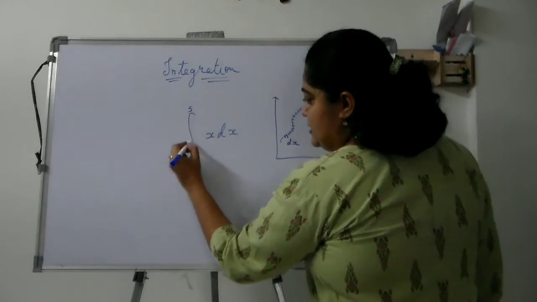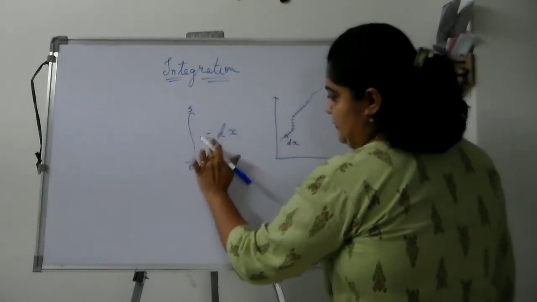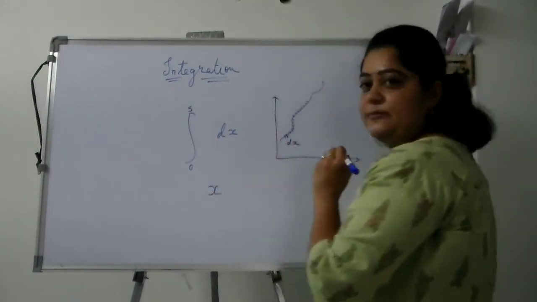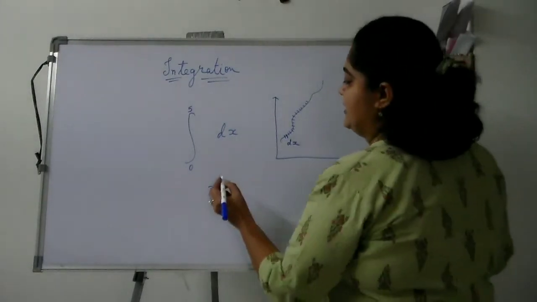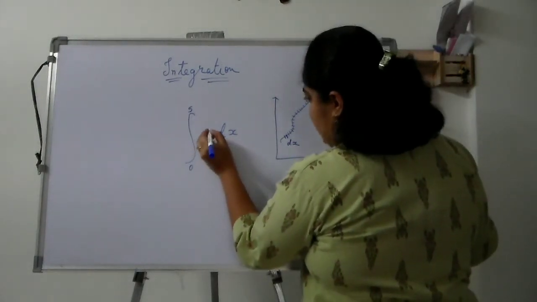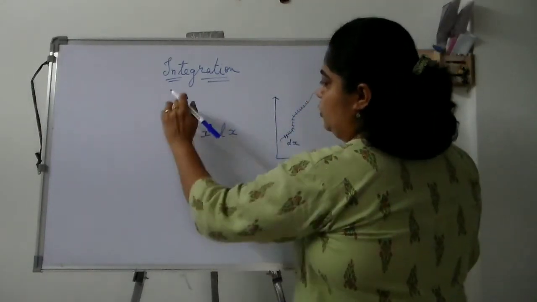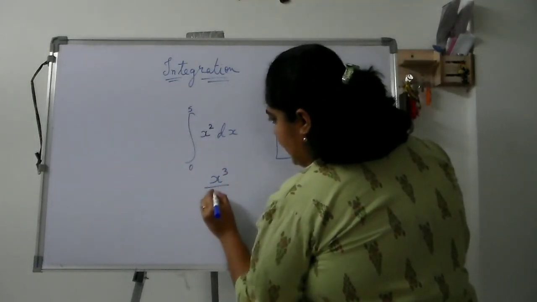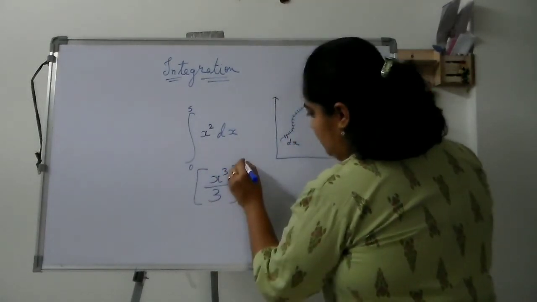Okay, so this is the sign of summation. So integration of dx is nothing but x. Okay, so how is it? I will tell you. Let us take this example. Say I want to do the summation, the integration of x square dx, from 0 to 5. So this will be x cube by 3 from 0 to 5.